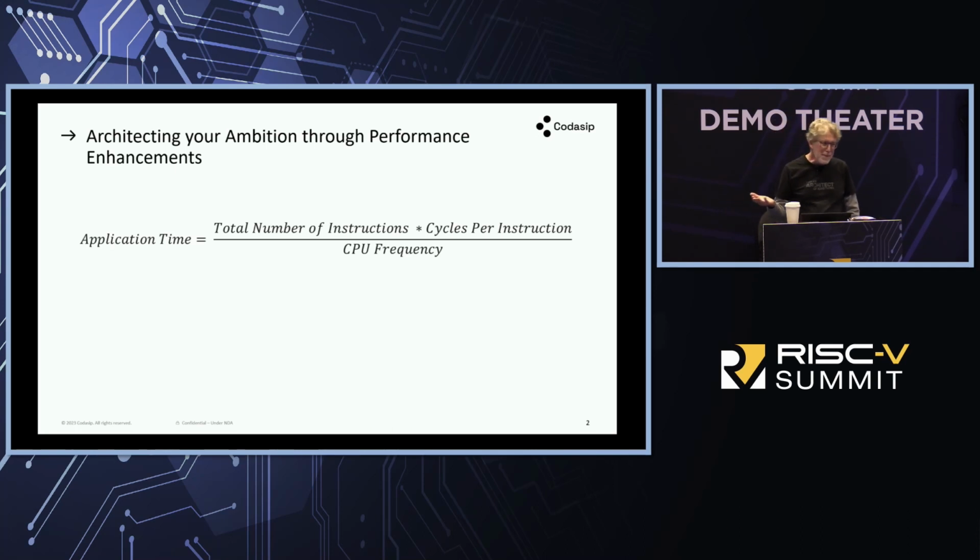If you look at application time, or how fast your application works, basically it's a simple equation. The number of instructions you have to execute times the average number of cycles per instruction, and then over your CPU frequency. So that's the basic algorithm or equation.